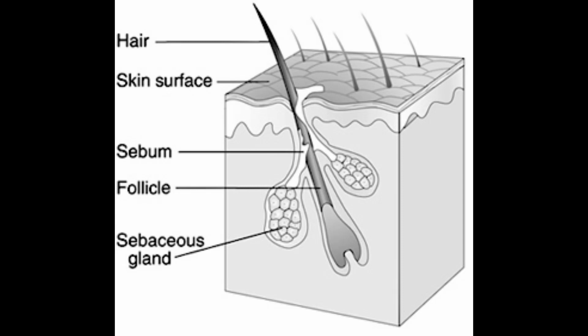Sebum helps lubricate and waterproof the skin and hairs, keeping them pliable. The fatty acids of sebum also have antibacterial properties and prevent water loss from the skin in low humidity environments.